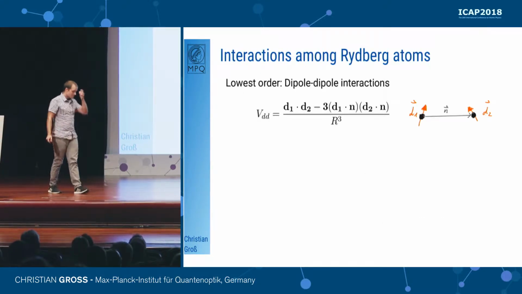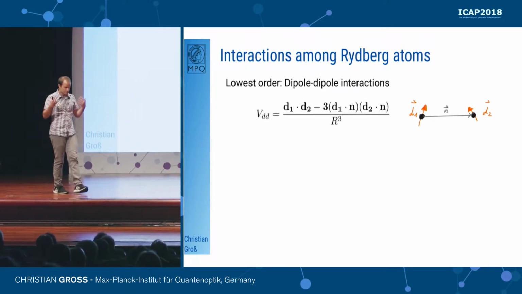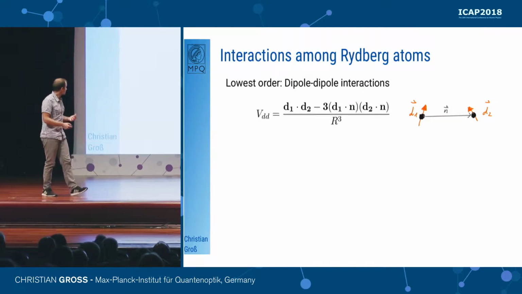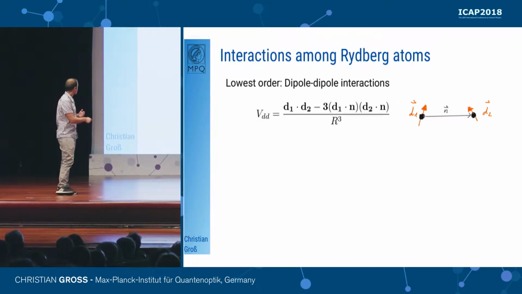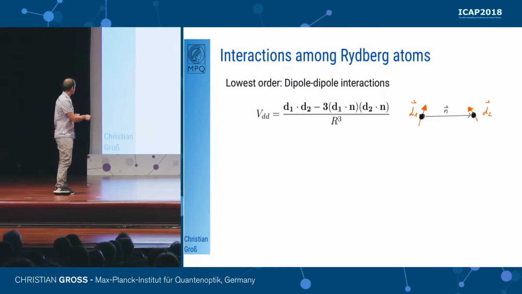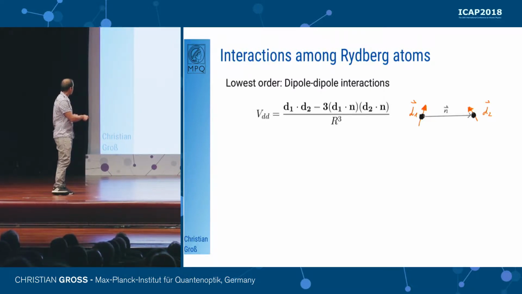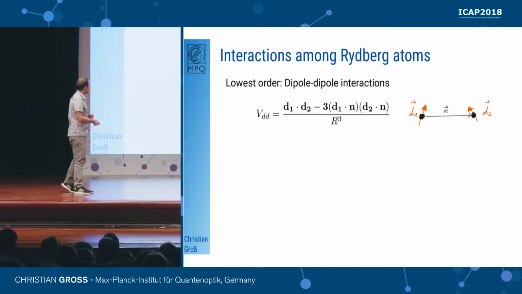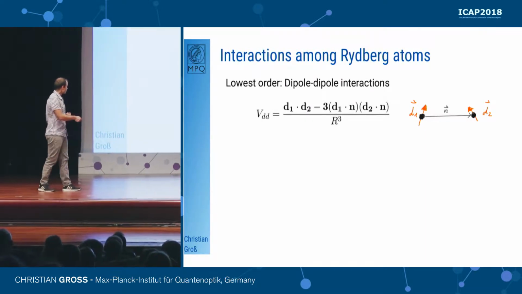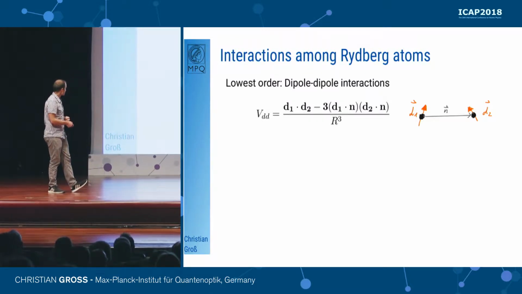Okay, so what is the binding mechanism? The binding mechanism ultimately comes from the dipole-dipole interaction between two Rydberg atoms, and that's standard dipole-dipole. We have interactions that fall off with 1 over r cubed, just two dipoles, and there's an intermolecular or separation axis, and the interactions are typically anisotropic with respect to that axis.